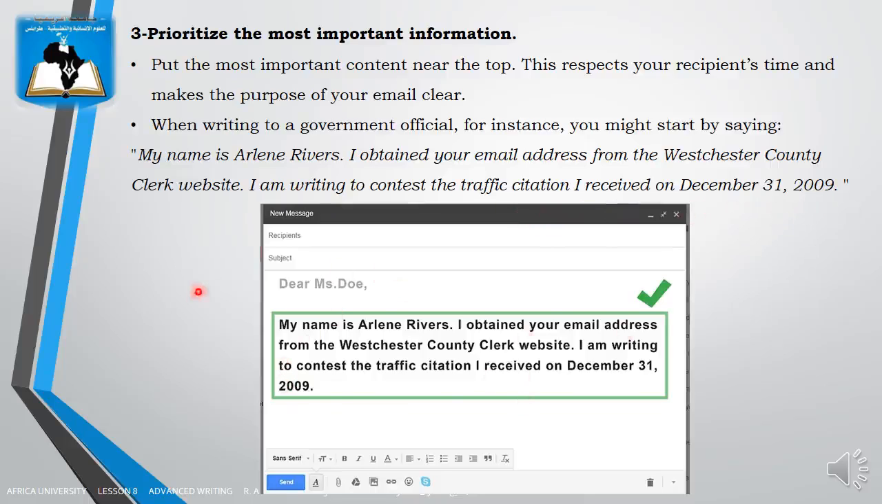So this is a sample of the writing sent in an email, okay? Here, I just want to clarify, here you will write the email address of the recipient you will send it to, and here you will write the subject line, here you will write the salutation, okay? Here is the first sentence of your email, okay? My name is so and so, I obtained your email address, okay? This is the reason why you are writing to them, okay?